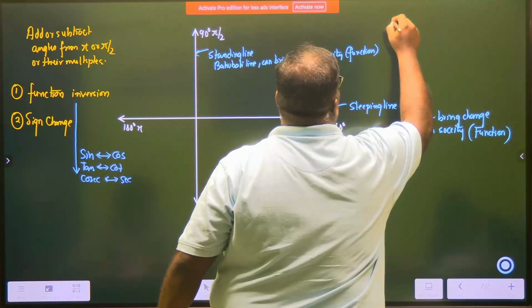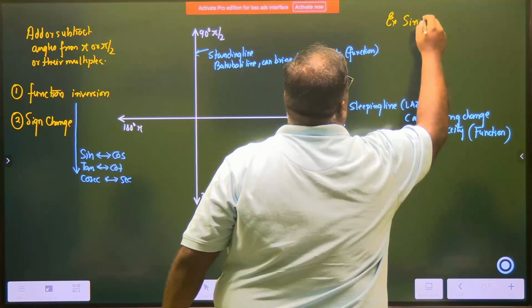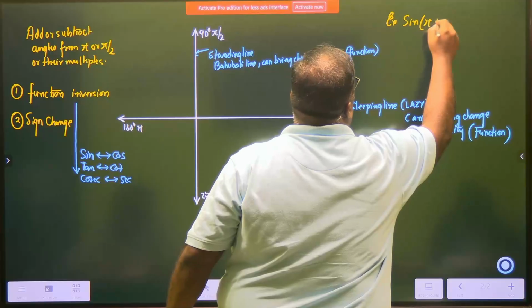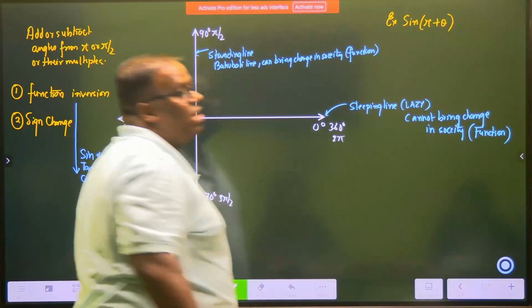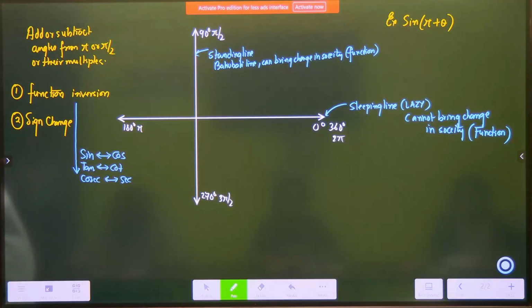My first example would be sine pi plus theta. Sine pi plus theta. Now stop writing. If you have written everything, then I'll teach this part. Sine pi plus theta.